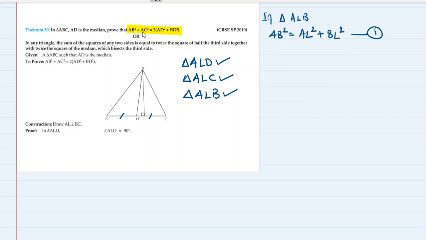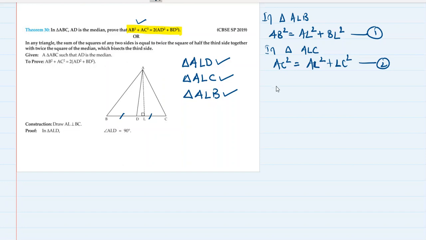Then next AC square. AC is in triangle ALC. So in triangle ALC, AC square is equal to AL square plus LC square by Pythagoras theorem, equation 2. And the sum of these two, AB square plus AC square, should be equal to 2 times AD square plus BD square. Now how that will come, we don't know.